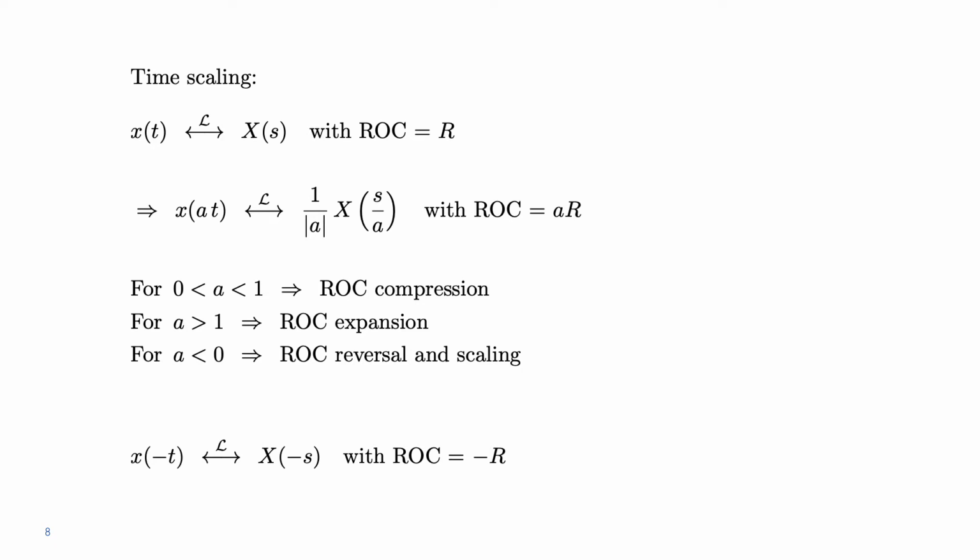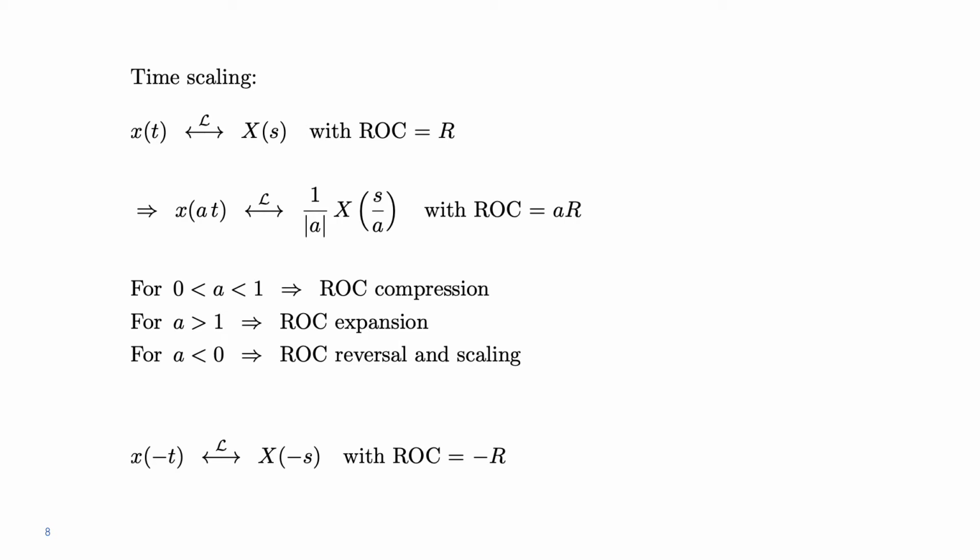What about the region of convergence? It is also scaled. So the new region of convergence will be aR. So depending on the value of a, this can yield several effects. When a is between 0 and 1, there's a compression of the region. When a is larger than 1, there is an expansion. And when a is negative, the region also is reversed. So it's mirrored with respect to the imaginary axis and also scaled depending on the value of a.